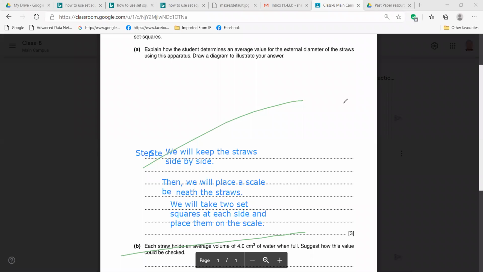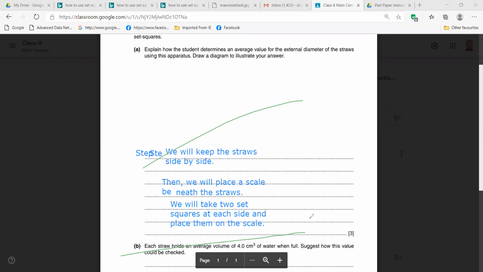Okay, then we will take 2 set squares at each side and place them on the scale. Then we can grade the reading without any error. We have to take the average, right? We have to take the average of the readings.